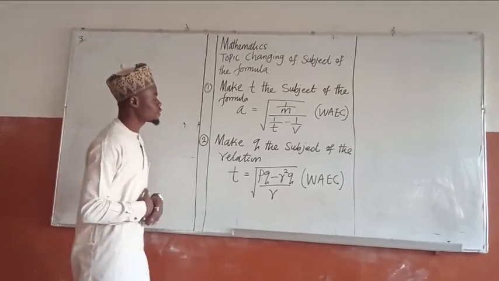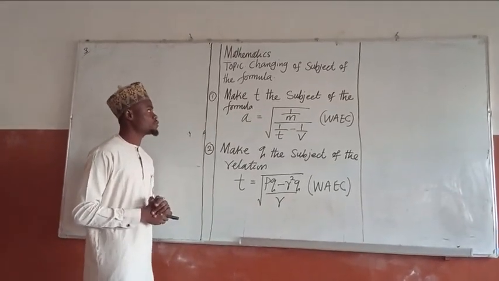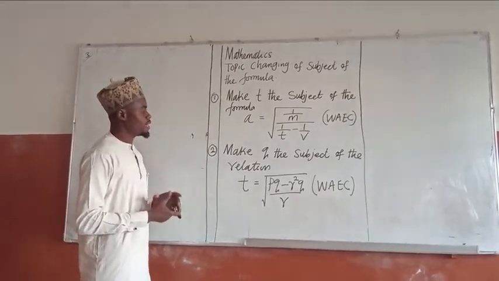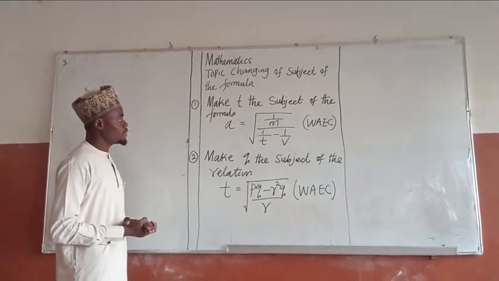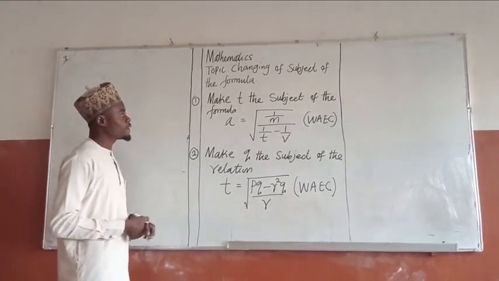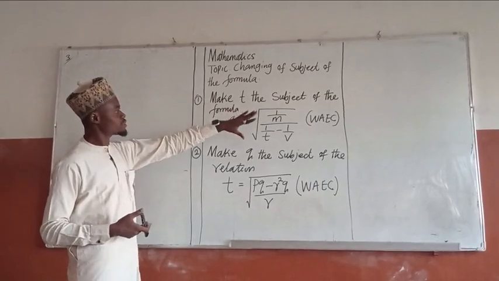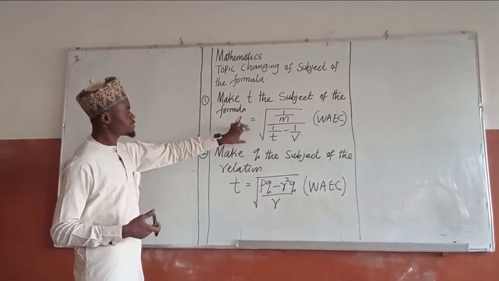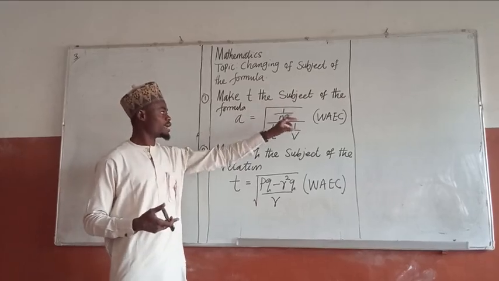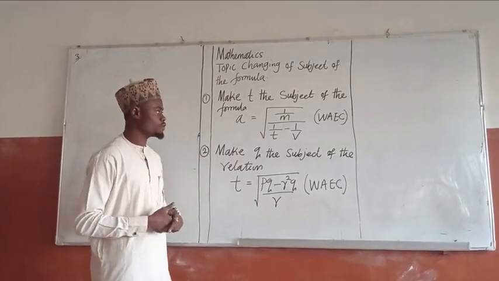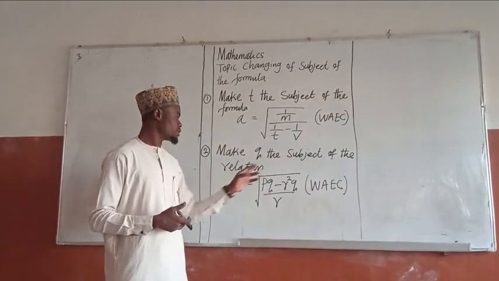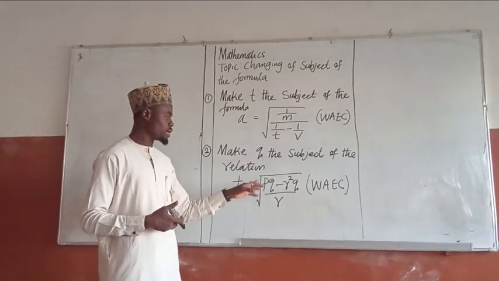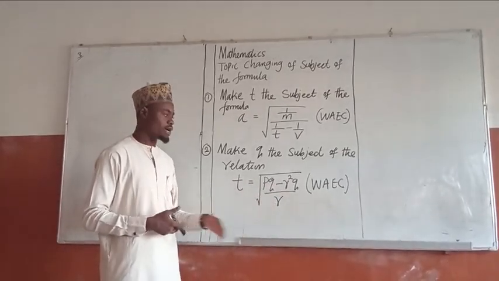Hi guys, we're going to continue with changing of subject of the formula, and in this video we're going to solve two questions. The first question is: make t the subject of the formula a is equal to the square root of 1 over m all over 1 over t minus 1 over v. And the second question says: make q the subject of the relation t is equal to the square root of pq minus r squared q over r.